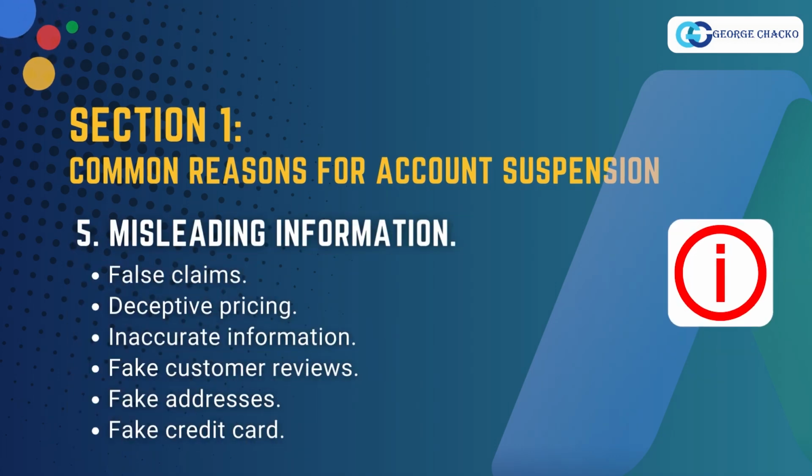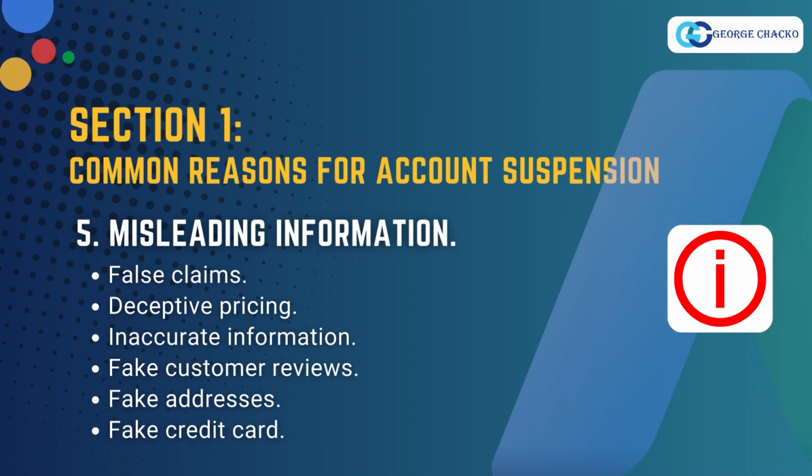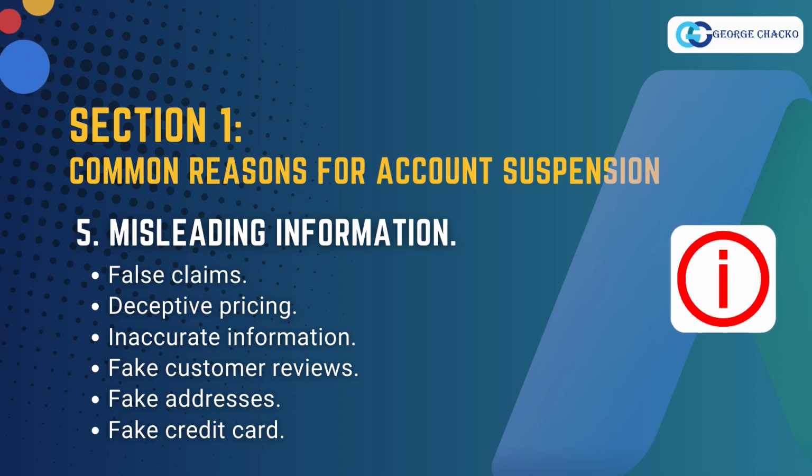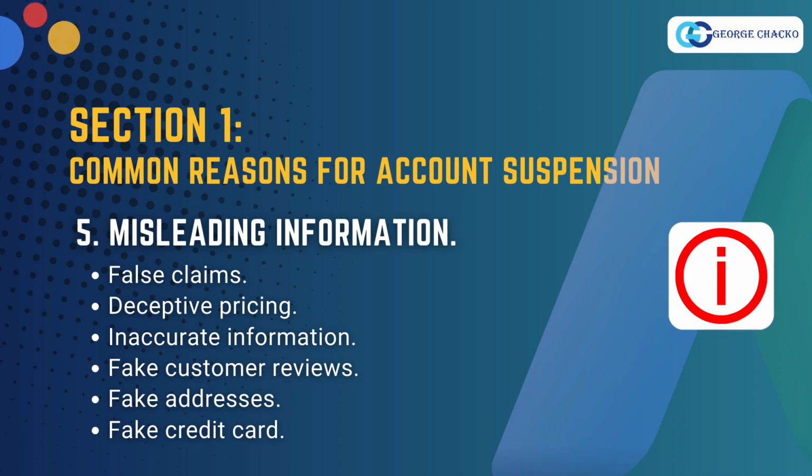Providing false or misleading information in your ad campaigns or business details can also trigger a suspension. It is a violation of advertising policies and can lead to suspension or other penalties. Platforms like Google, Facebook, and others have strict guidelines to maintain the integrity of their advertising systems and protect users from deceptive practices. Misleading information can include false claims about products or services, deceptive pricing, inaccurate information about a business or its offerings, fake customer reviews, and any other content that aims to deceive or mislead users.